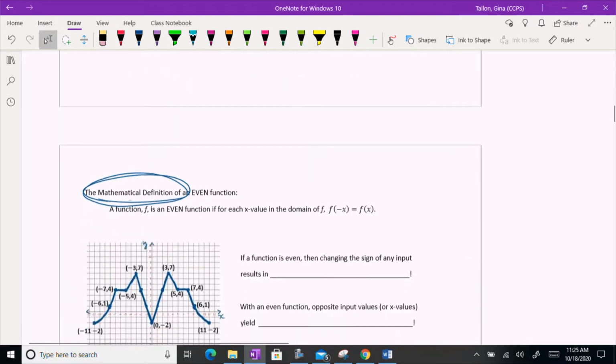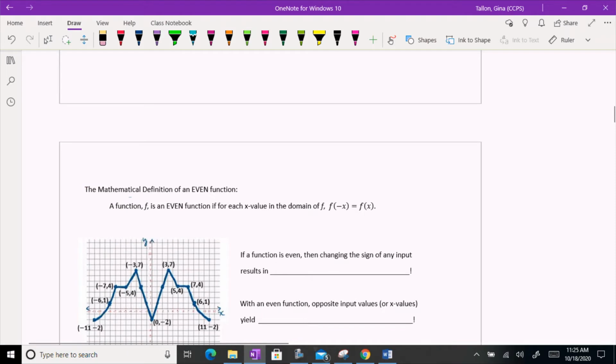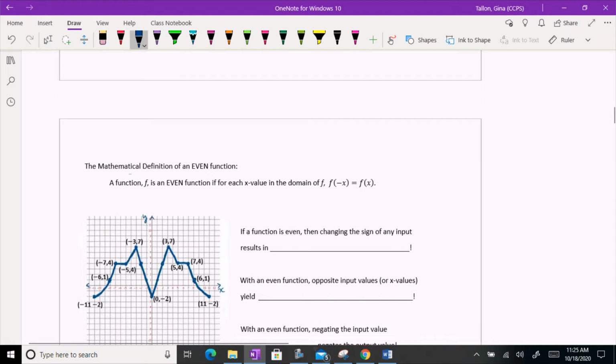So the mathematical definition of an even function says that a function f is even if for each x value in the domain, not just one, not just two, but each of them, f of negative x equals f of x. And that's a pretty easy mathematical definition. So let's see what it means.